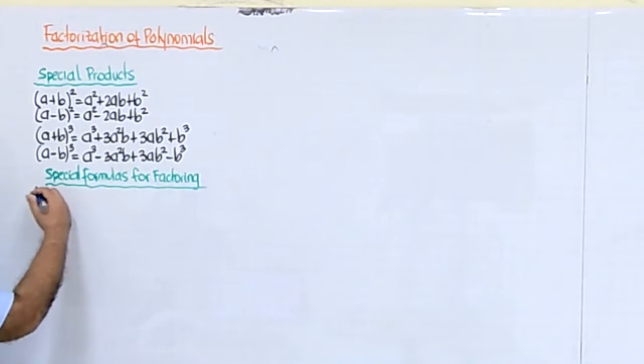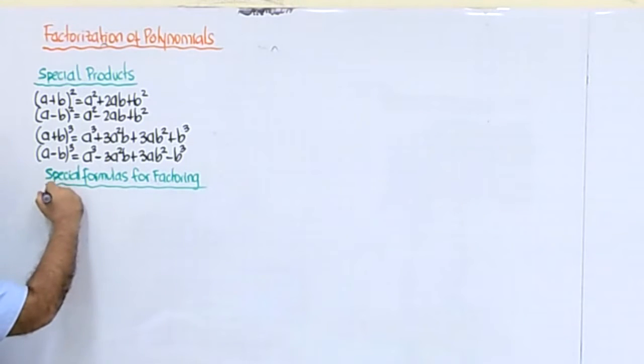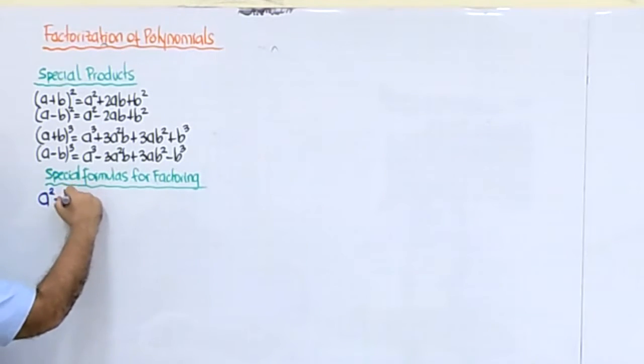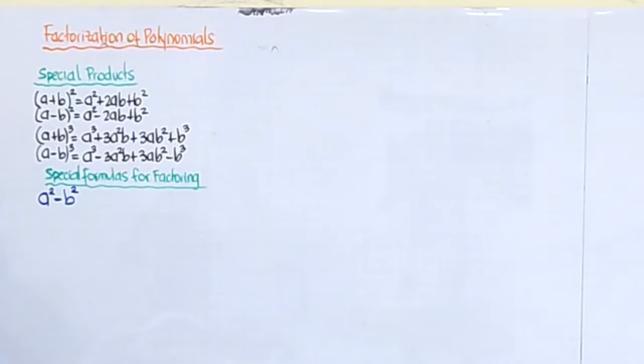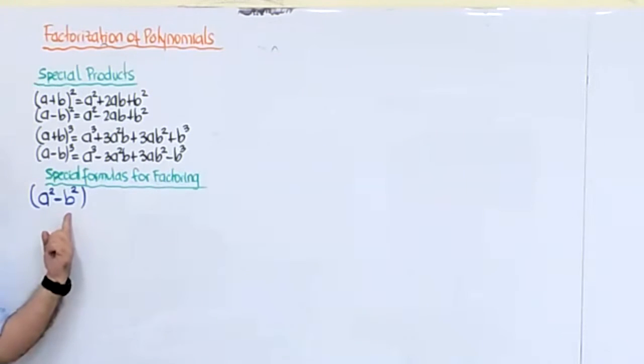The first one is what we call difference of squares: a squared minus b squared. Why the name difference of squares? Because we have a subtraction of two terms elevated to the second power. If you see, this is a huge difference between this one and the other one. Don't confuse them, this is not the same. (a minus b) squared is totally different than a squared minus b squared.